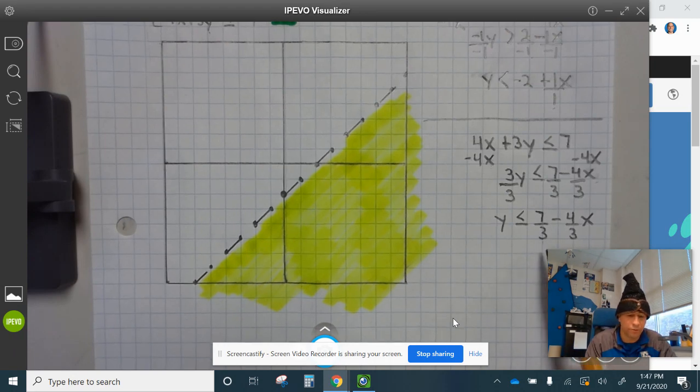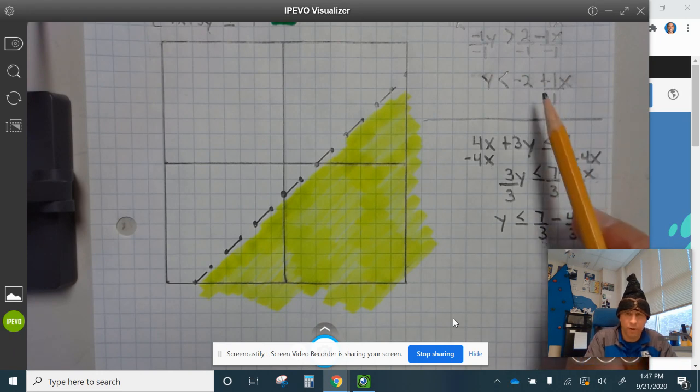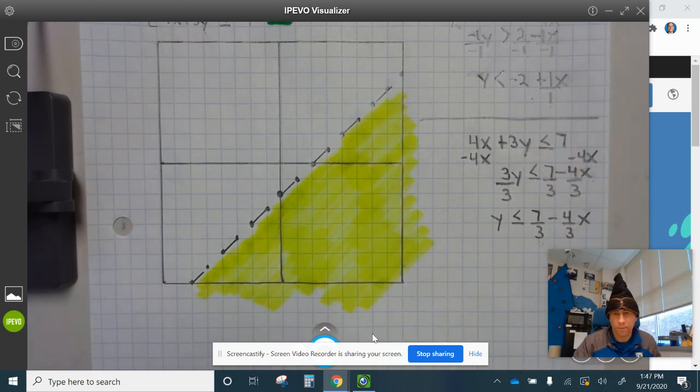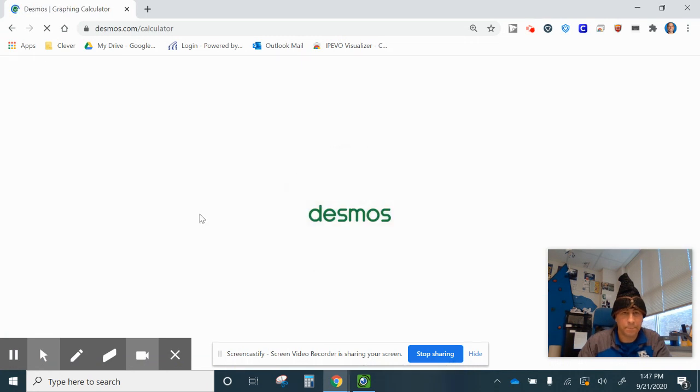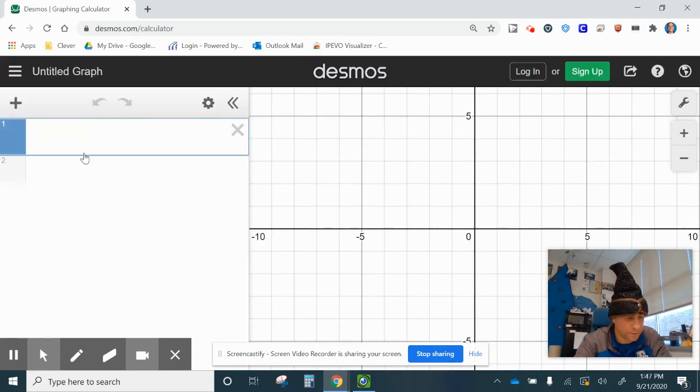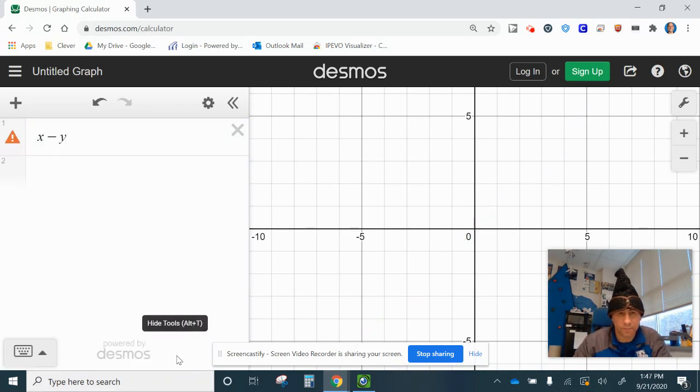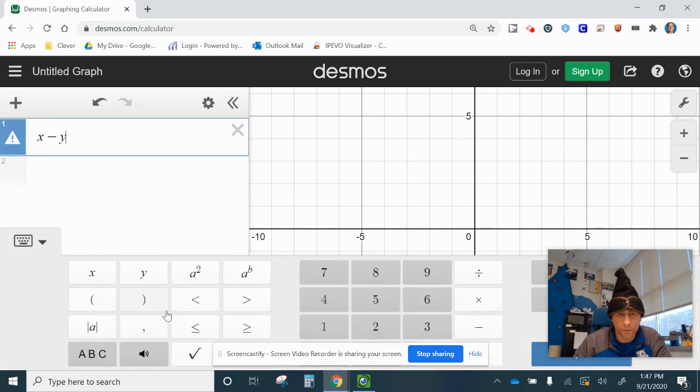Now, 7/3 is not a good point to graph the y-intercept. So at this point, I would actually recommend using Desmos to graph this. And if we're going to graph this in Desmos, let's go back and graph this in Desmos, okay? So let me go to Desmos. All right, so let's graph in calculator. You know what? Let me go back and graph the original inequality so that way I don't make a mistake.